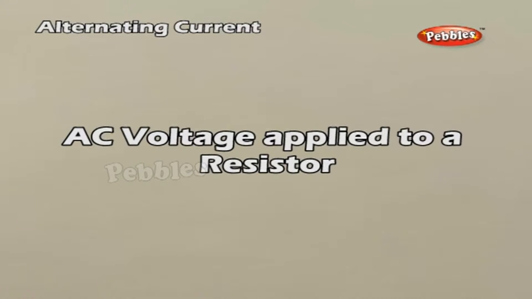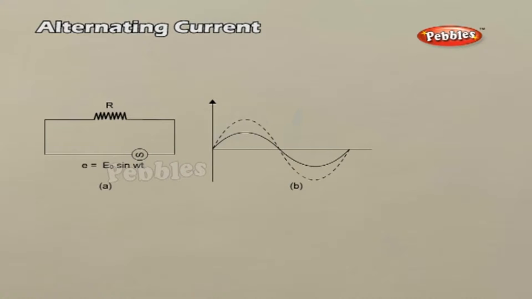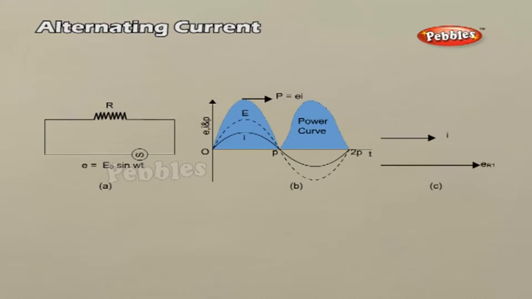AC voltage applied to a resistor. Let an alternating source of EMF be connected across a resistor with resistance R. The instantaneous value of the applied EMF is shown. When I is the current through the circuit at the instant t, the potential drop across R is E equals IR. Potential drop must be equal to the applied EMF as shown.